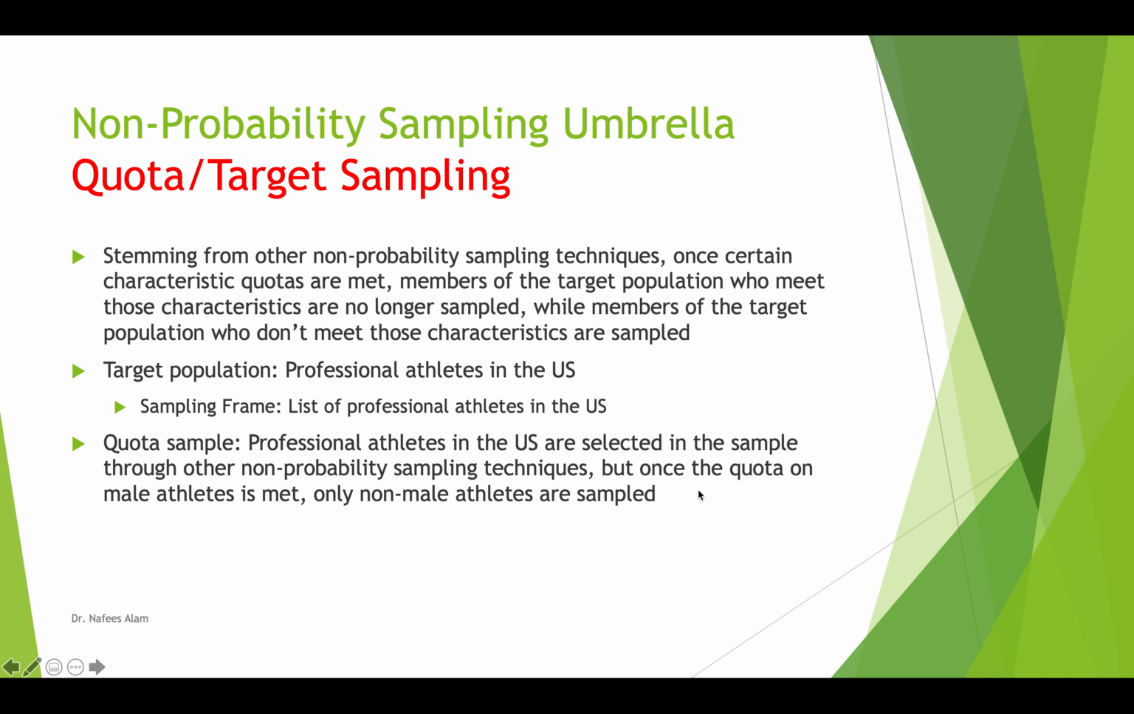So here we have again the target population being professional athletes in the United States, the sampling frame being the list of professional athletes in the United States, and a quota sample here would be professional athletes in the United States that are selected in the sample through other non-probability sampling techniques. But once the quota on, let's say, male athletes is met, that particular quota is met, now only non-male athletes continue to be sampled.